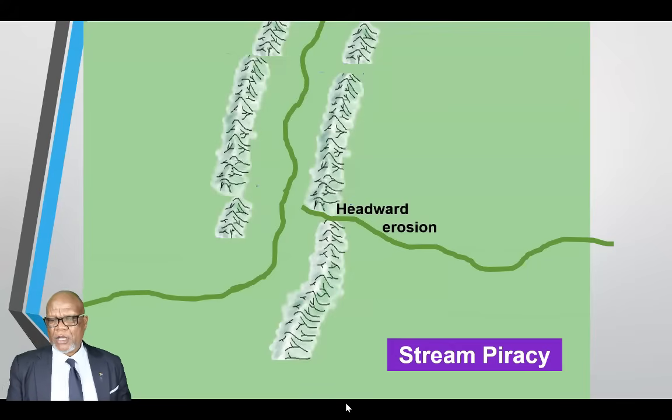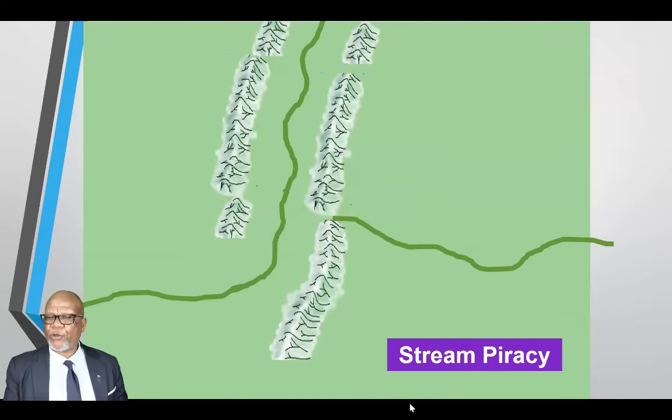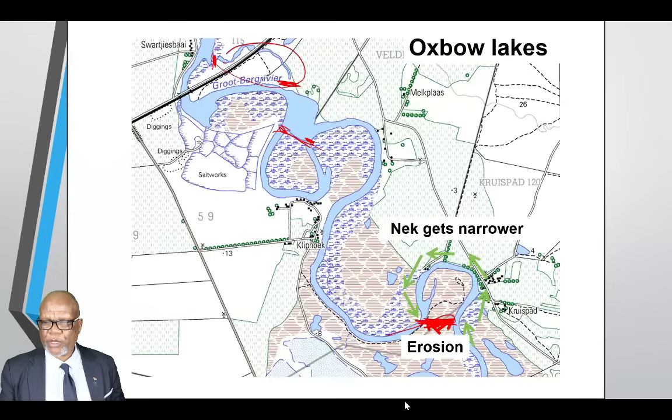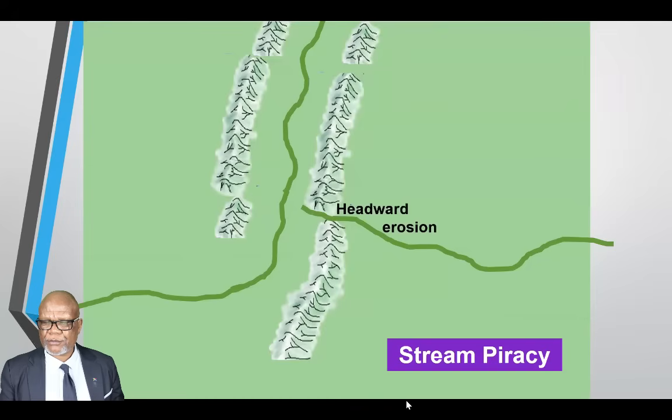So let's look at the process, what's happening here. For a river to divert headwaters, now we have two rivers here. We have two rivers here.